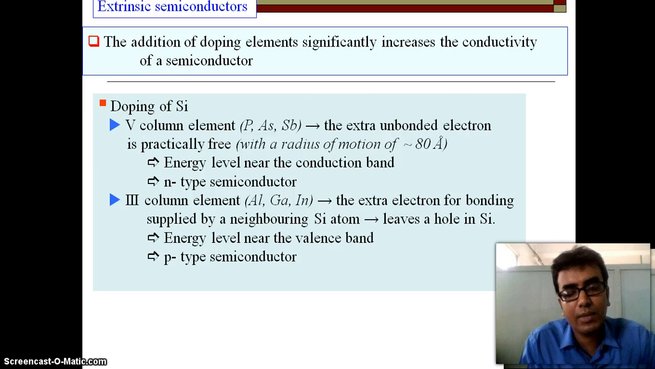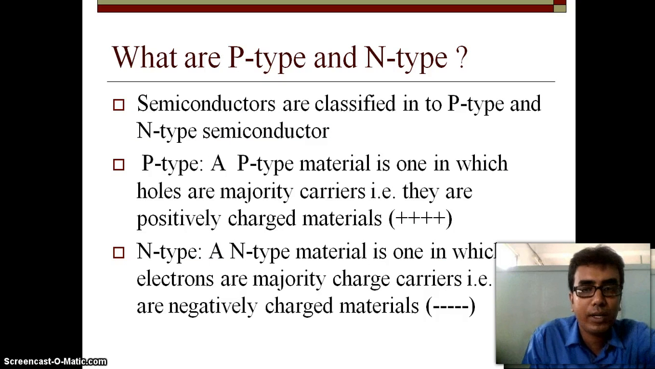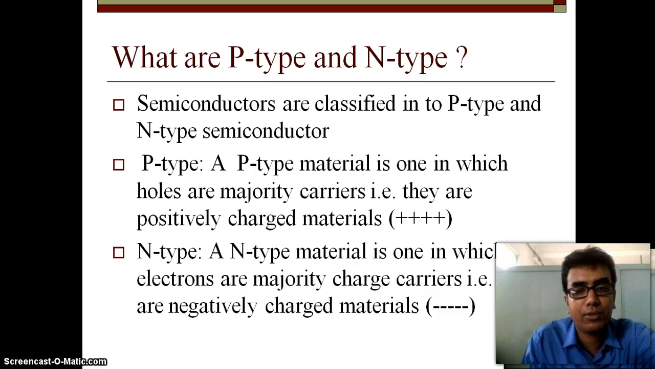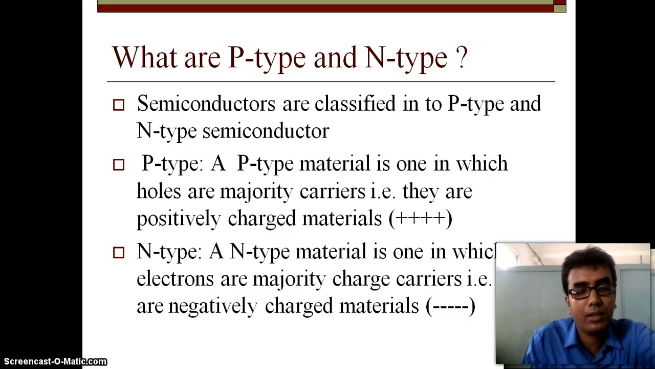So what are P and N type semiconductors? P type semiconductor means there is a hole, that means in the semiconductor's outer orbit there are only four electrons, but if we dope trivalent atoms, there will be excess holes. But in N type we dope pentavalent atoms, that means there will be excess electrons. So N type is a negatively charged material, that means electrons are the majority carriers there, and in P type holes are the majority carriers.